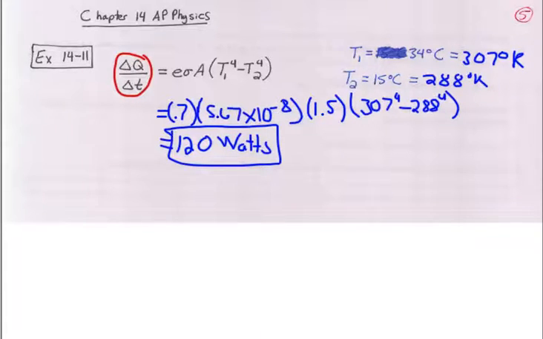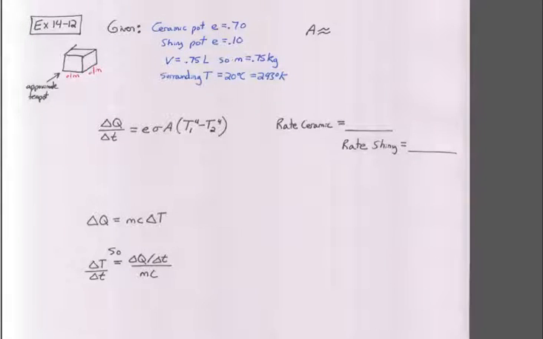Okay, let's look at another example. So that one wasn't bad. The next one says you've got two teapots, a ceramic teapot and a shiny teapot. So we've got two different emissivity values. And we're just going to say they're about the same size, and we're just going to estimate their area. So you might have that in several of your problems this time. So remember, you just might have to estimate the area.